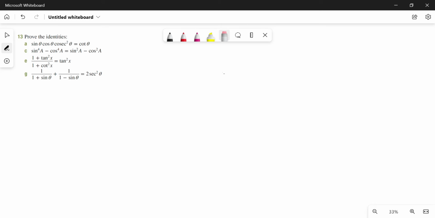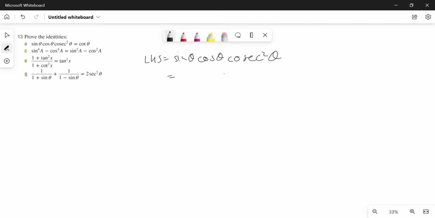All right, let's give these ones a go. So question 13, let's look at A, C, E, and G. If I'm looking at A, left-hand side is what I'll start with. Pretend I've written it. Actually, I'll write it. Sine theta, cos theta. Hope you can read my writing. Sec squared theta. All right, if you have a look on the right-hand side, we're looking for cot.